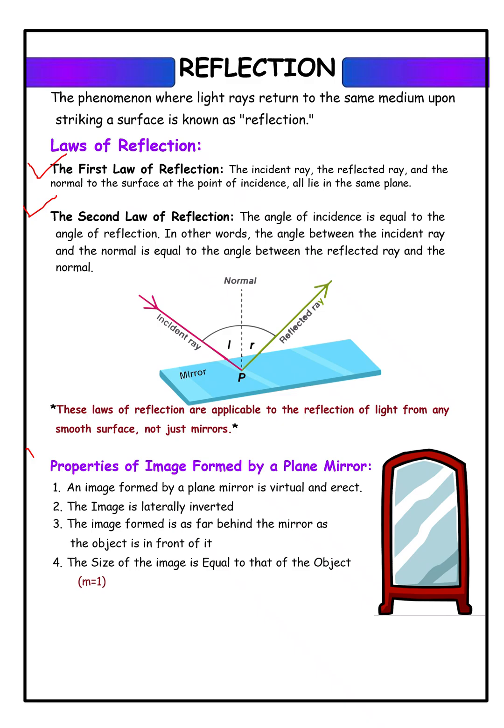Certain properties which you have to remember of the image formed by a plane mirror. The first one is that an image formed by a plane mirror is virtual and erect. Second, the image is laterally inverted. Third, the image formed is as far behind the mirror as the object is in front of it. Now the size of the image, which is a very important point, is equal to that of the object. So these points are very important, and are even asked in exams.